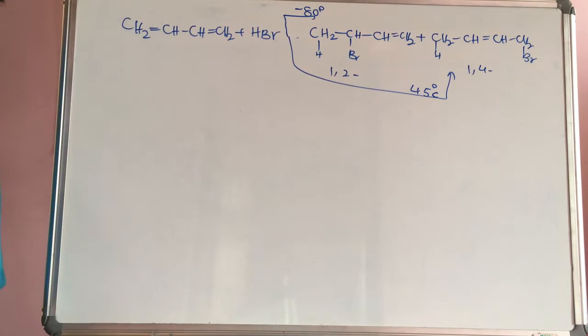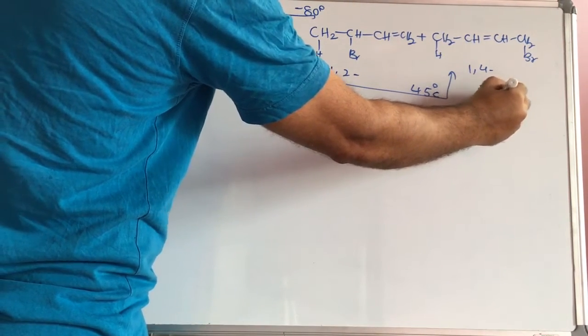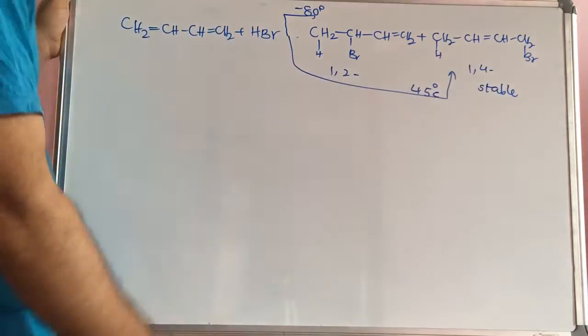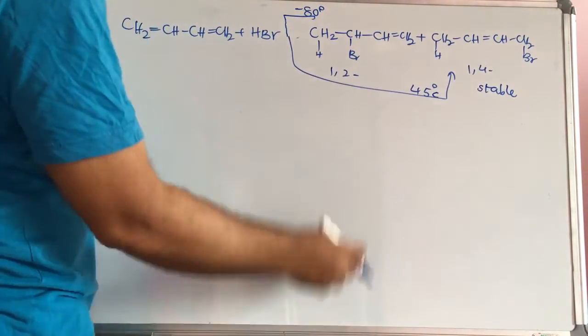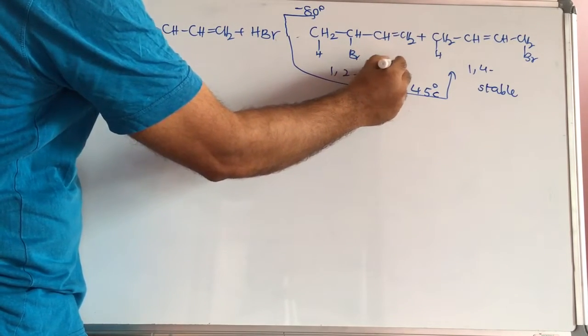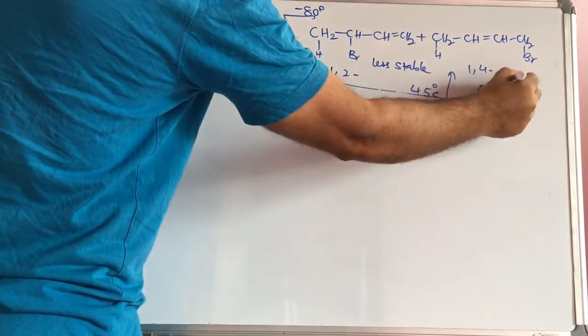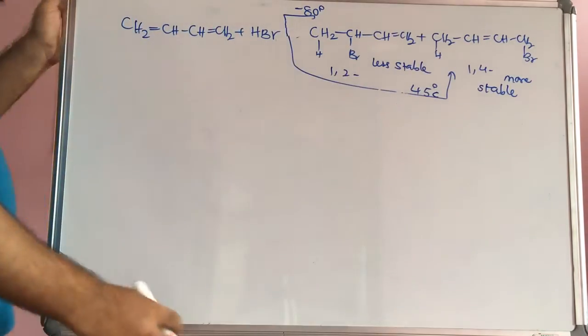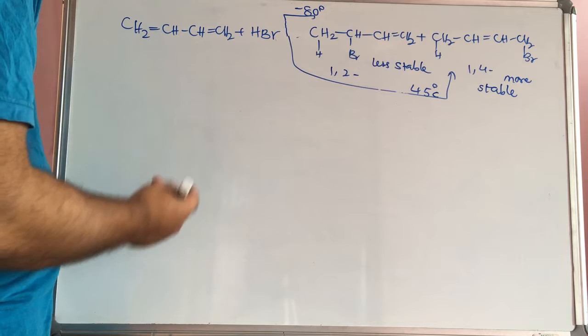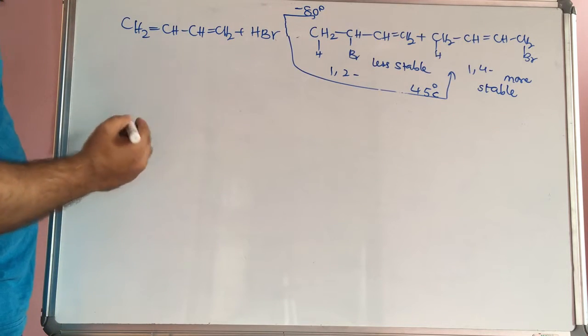So in these two products, which is more stable? Generally 1,4 product is more stable, not always. Generalized, 1,4 product is more stable, and 1,2 product is less stable. Sometimes this 1,2 product is converted into 1,4 product. It depends upon the temperature.